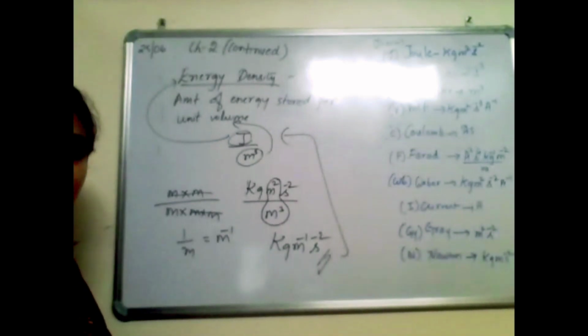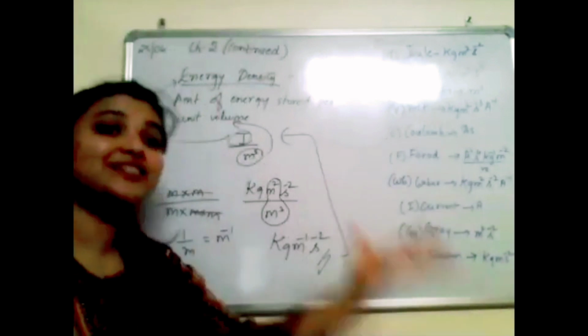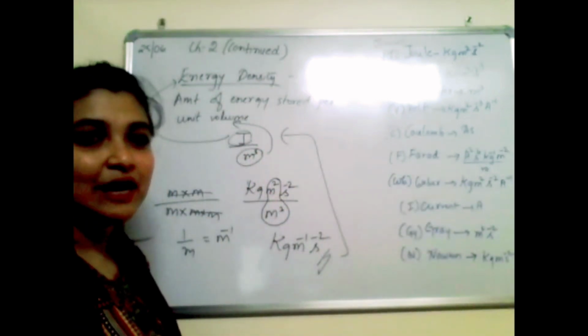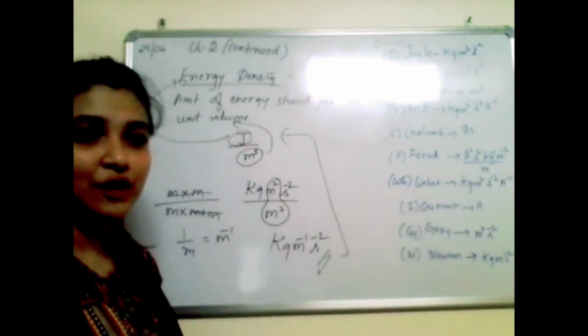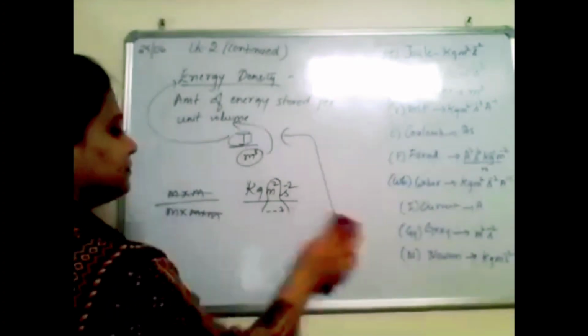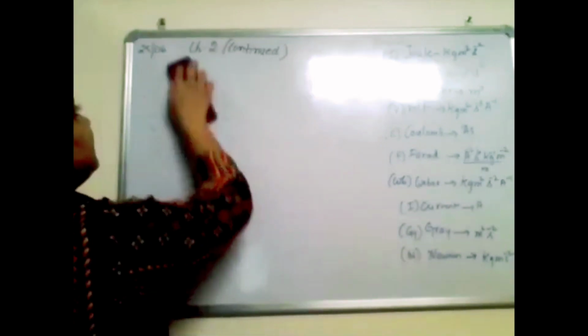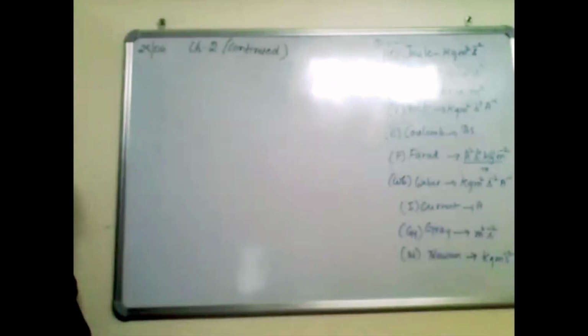Got it, children? So energy density is nothing but how much energy is stored per unit volume. Mass by volume is density, but what is energy density? How much energy is stored per unit volume. Clear? Easy? Understanding the concepts? Yes, ma'am.